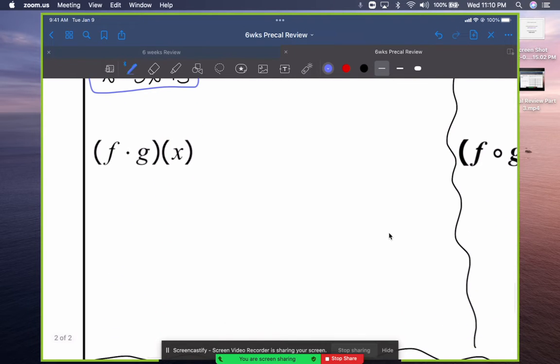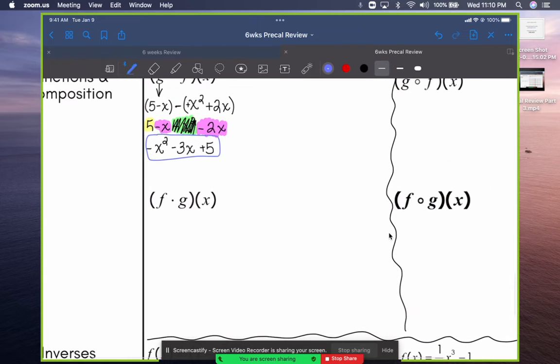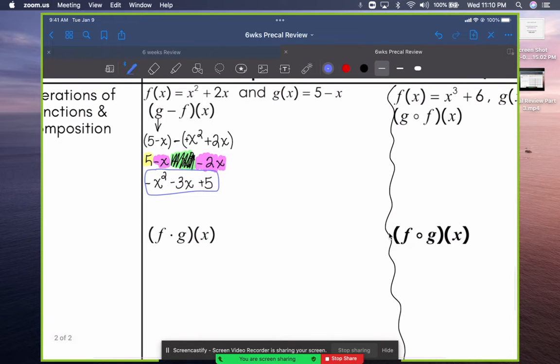All right. Next up, I have f times g. So now I'm wanting to multiply the two. So I'm going to go ahead and write down the f function, which is going to be x squared plus 2x, and it's going to be multiplied times the g function, which is 5 minus x.